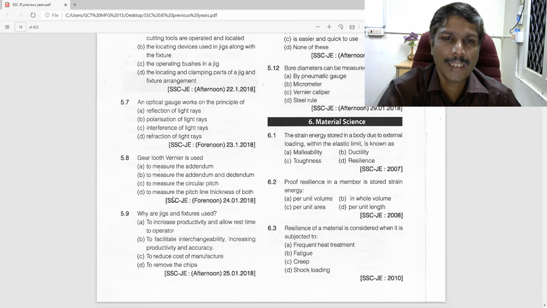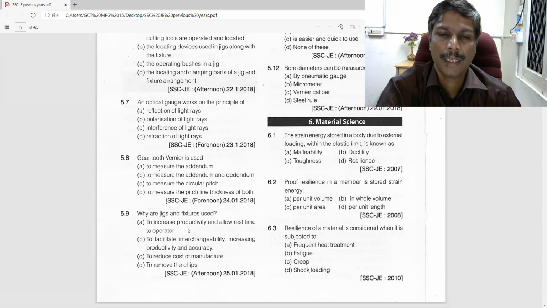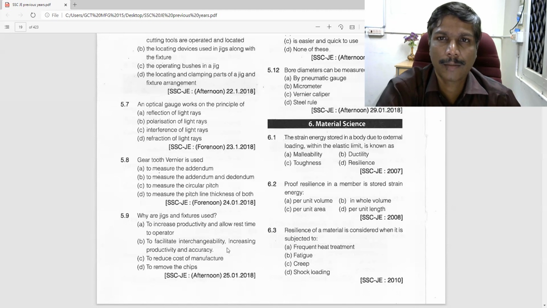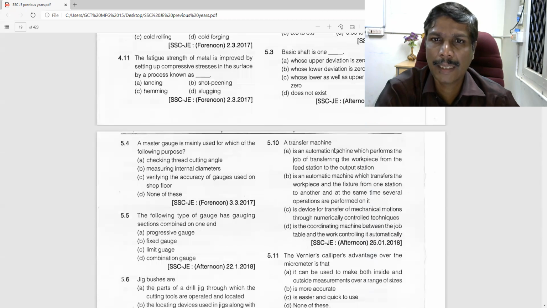Why are jigs and fixtures used? What is the reason behind jigs and fixtures? To facilitate interchangeability, increase productivity and accuracy. So that is the purpose of jigs and fixtures. Majorly it is productivity, interchangeability and accuracy.